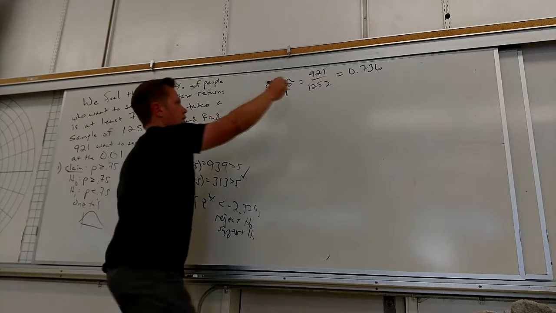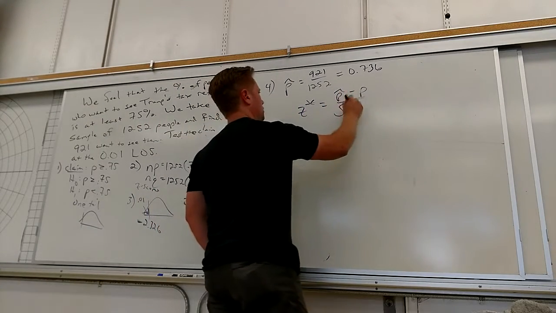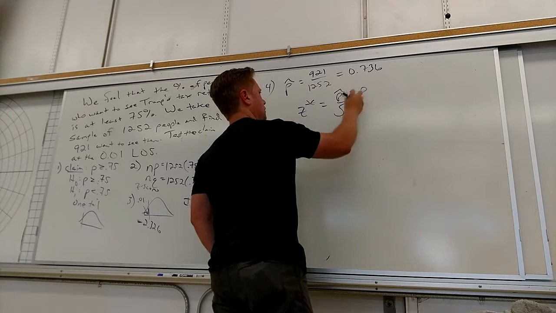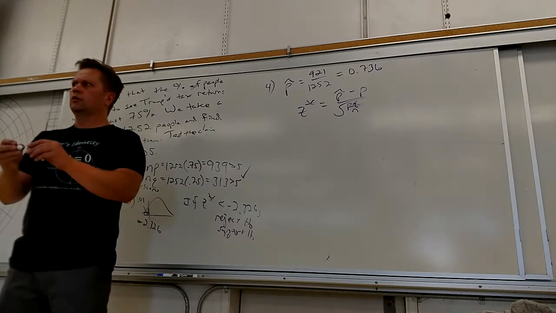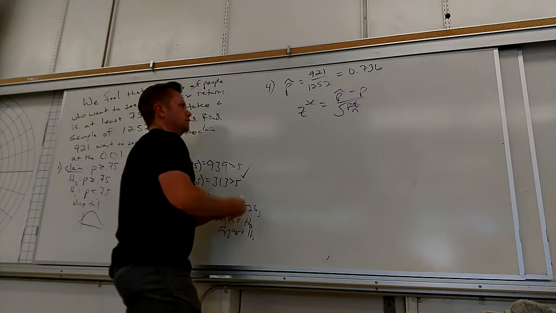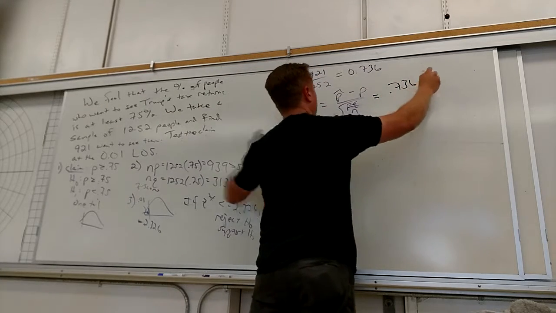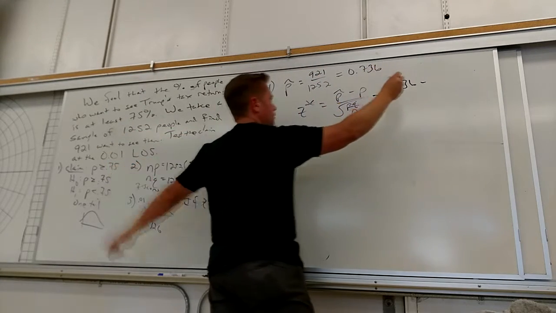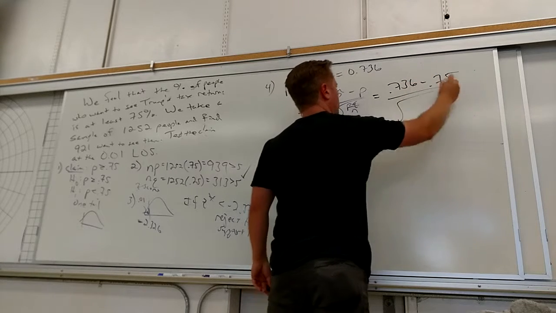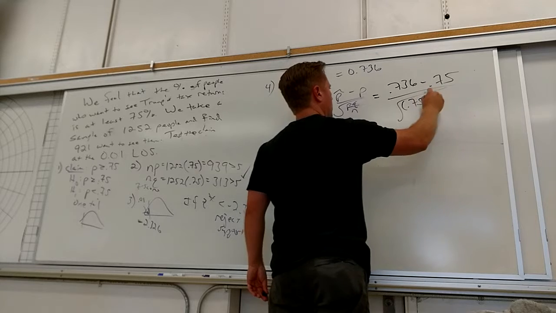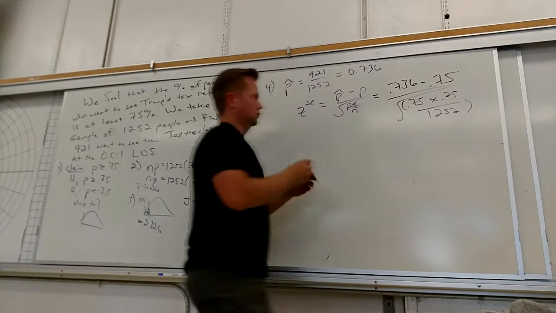Believe it or not, z star equals p hat minus p over the square root of pq over n. Notice how these don't have hats on them, right? p hat was 0.736. That's my data minus the thing I see in the claim, divided by the square root of 0.75 times 0.25 divided by 1252.